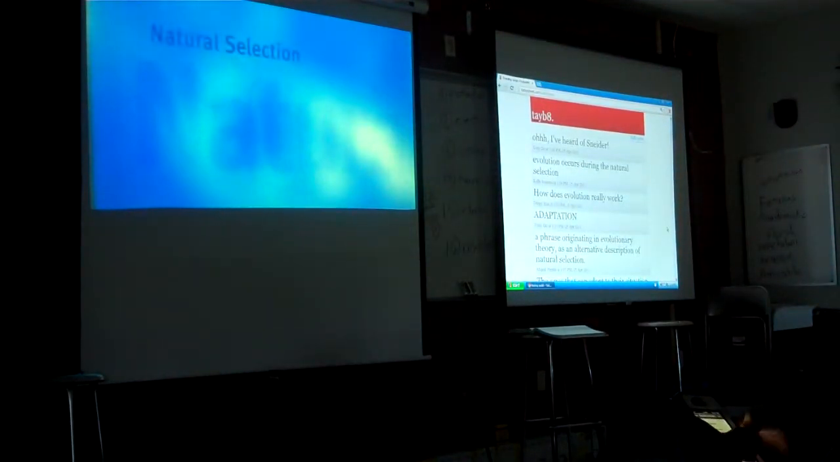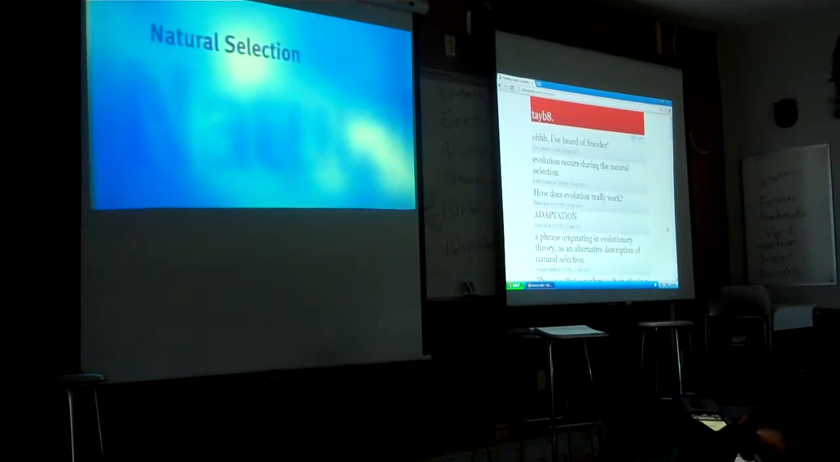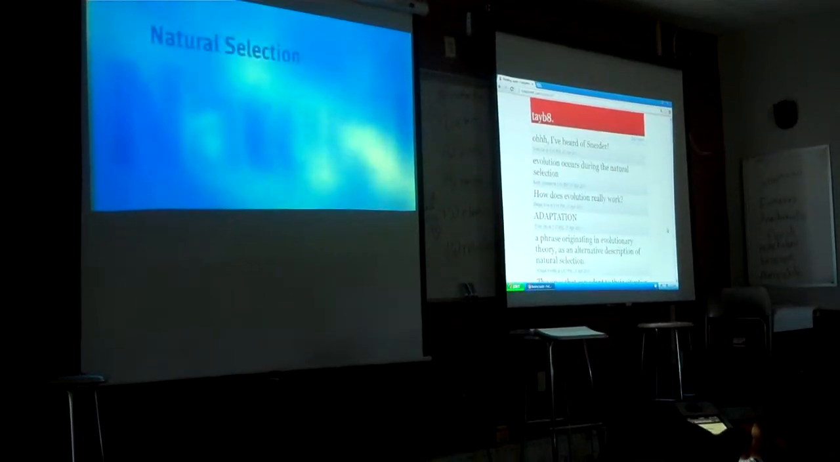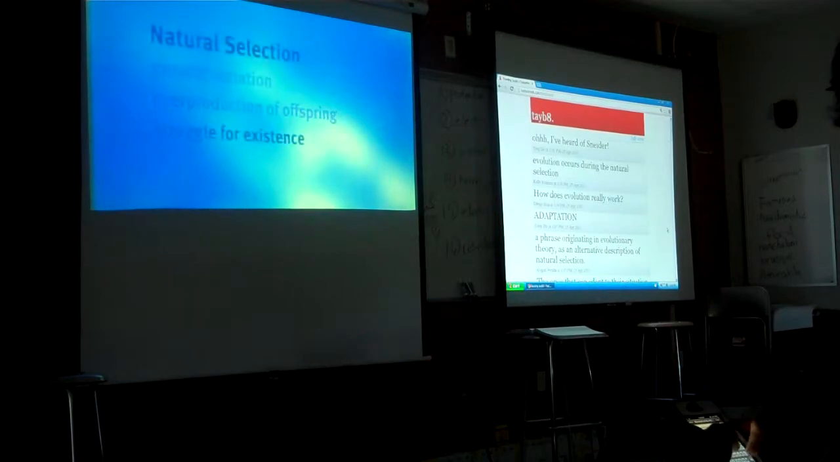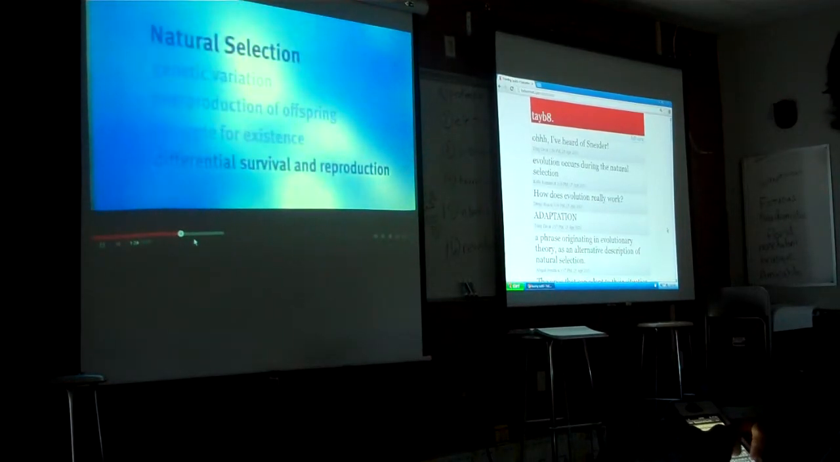Natural selection, the key evolutionary mechanism Darwin identified, is really four processes: genetic variation, overproduction of offspring, struggle for existence, and differential survival and reproduction.